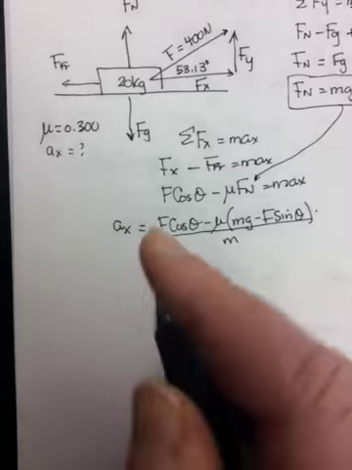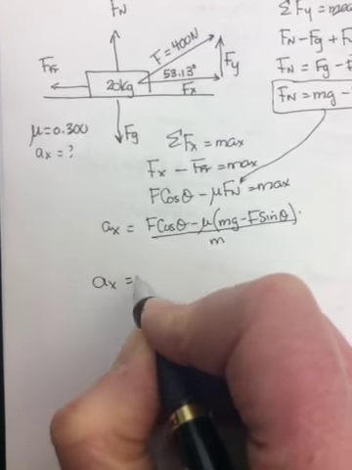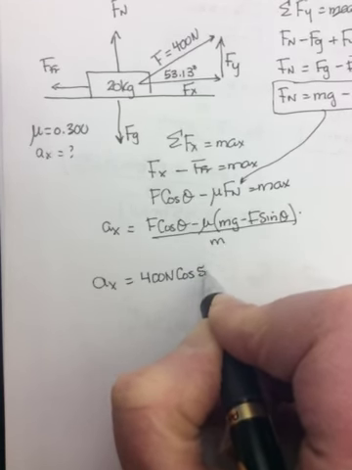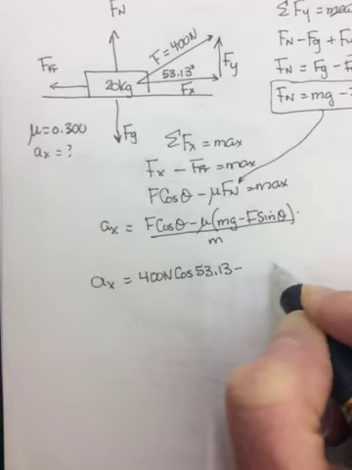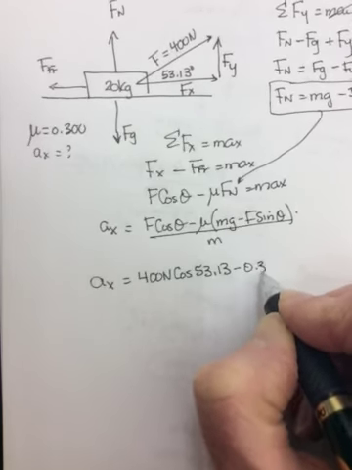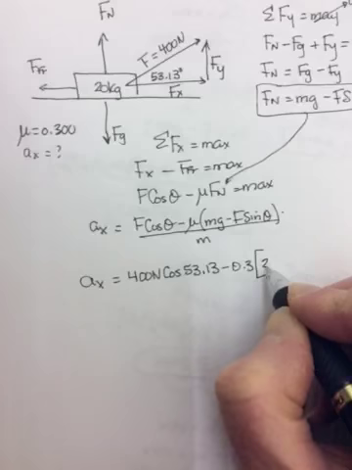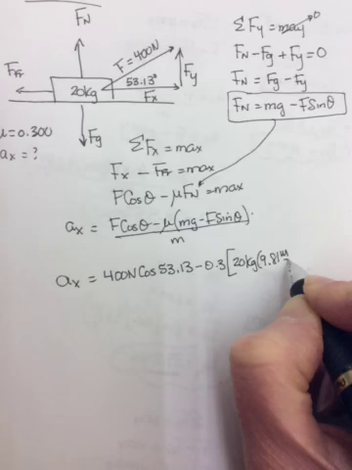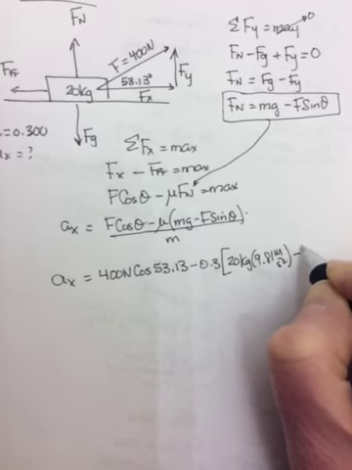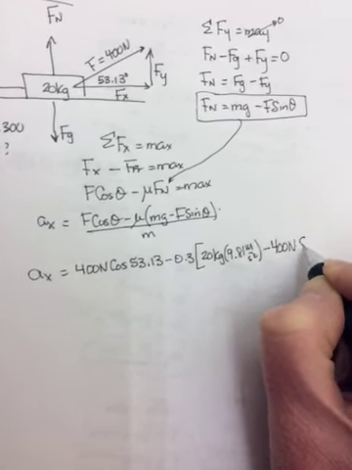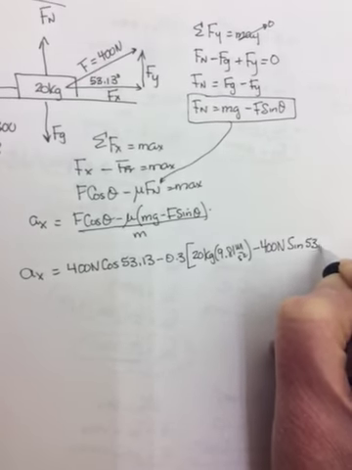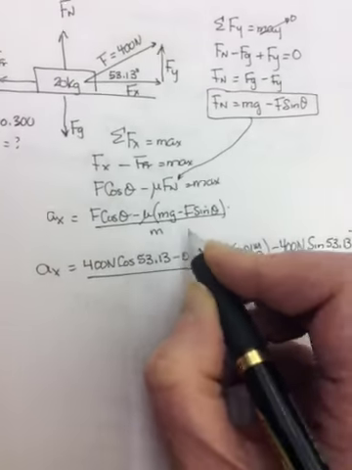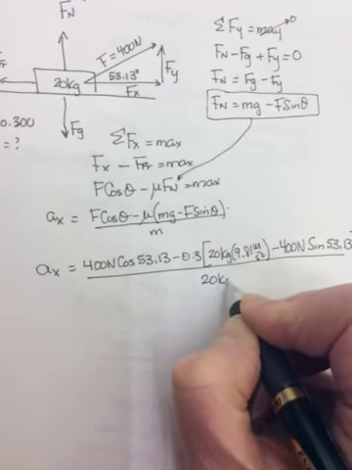Okay, so now we're going to fill in our numbers. So Ax equals, F was 400 newtons, cos of 53.13, minus mu was 0.3, brackets, 20 kilograms times 9.81 meters per second squared, minus 400 newtons sine of 53.13, close the bracket, and the whole thing gets divided by 20 kilograms.